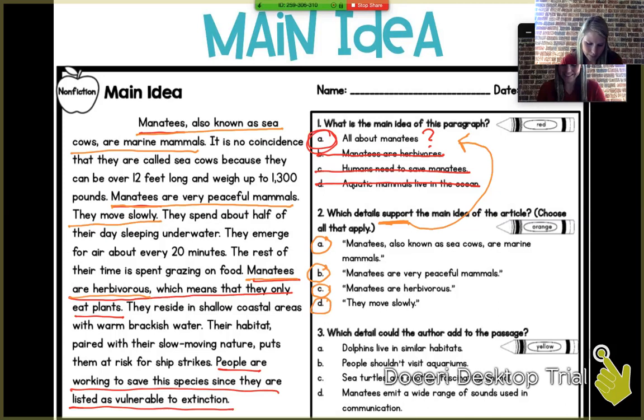All right, last one, we're going to switch to yellow. And it asks us which detail could the author add to the passage. So again, the detail here has to match our main idea that we chose in number 1, which was all about manatees. Okay, so let's look at A. A says dolphins live in similar habitats. Well, our main idea is all about manatees. So we wouldn't want to add a detail about dolphins. That doesn't really fit. Slash it and trash it.